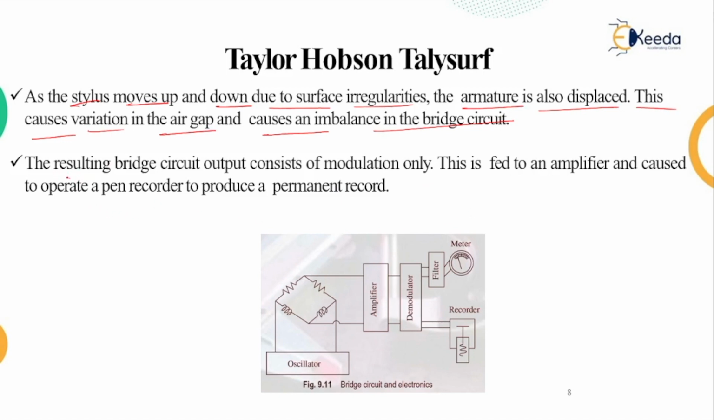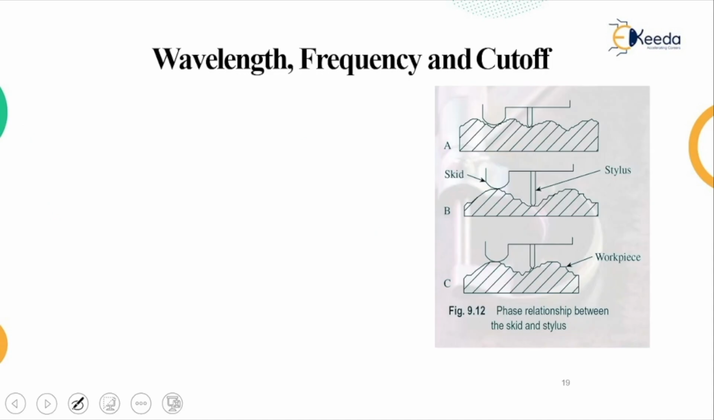So what is the result of this? The resulting bridge circuit output consists of modulation only, and this is fed to an amplifier, which causes a pen recorder to operate and produce a permanent record. That is the function of the recording device.